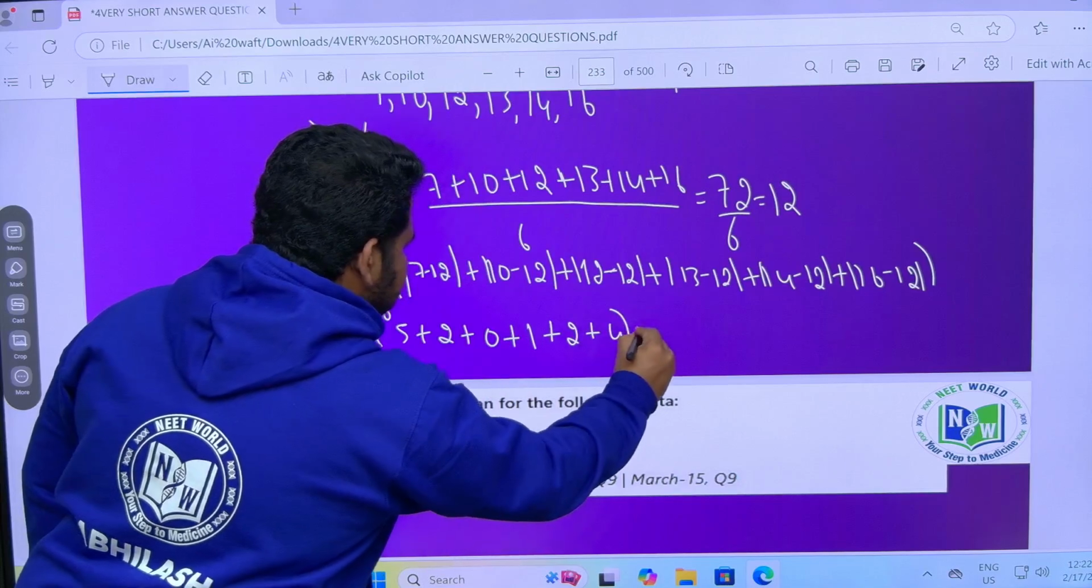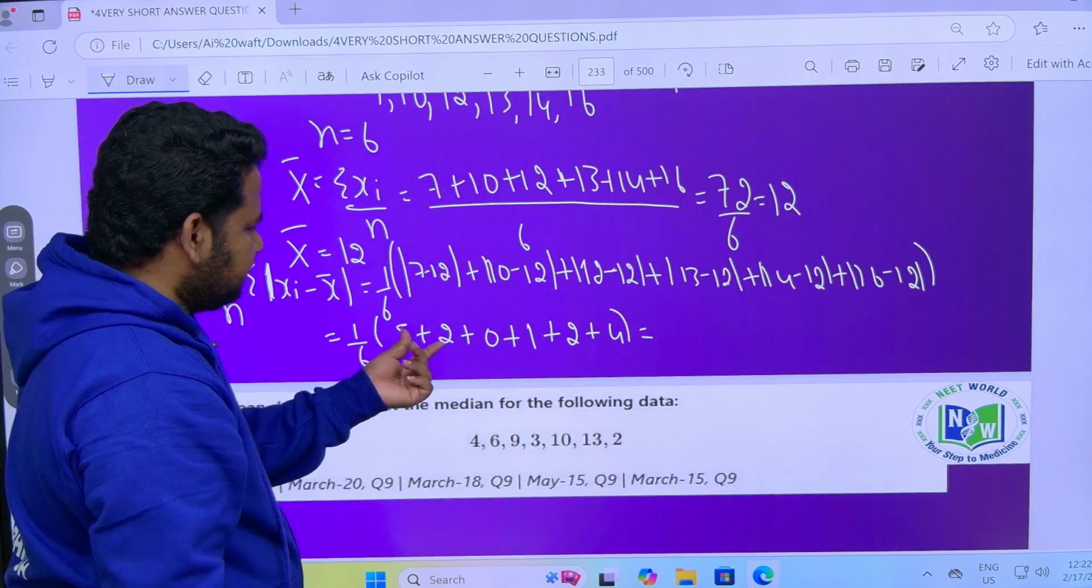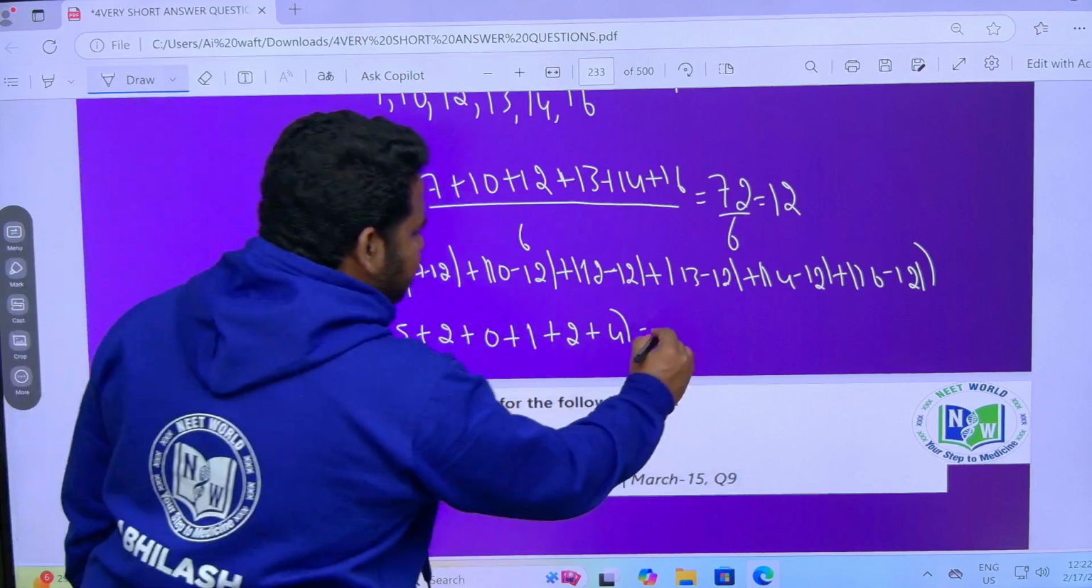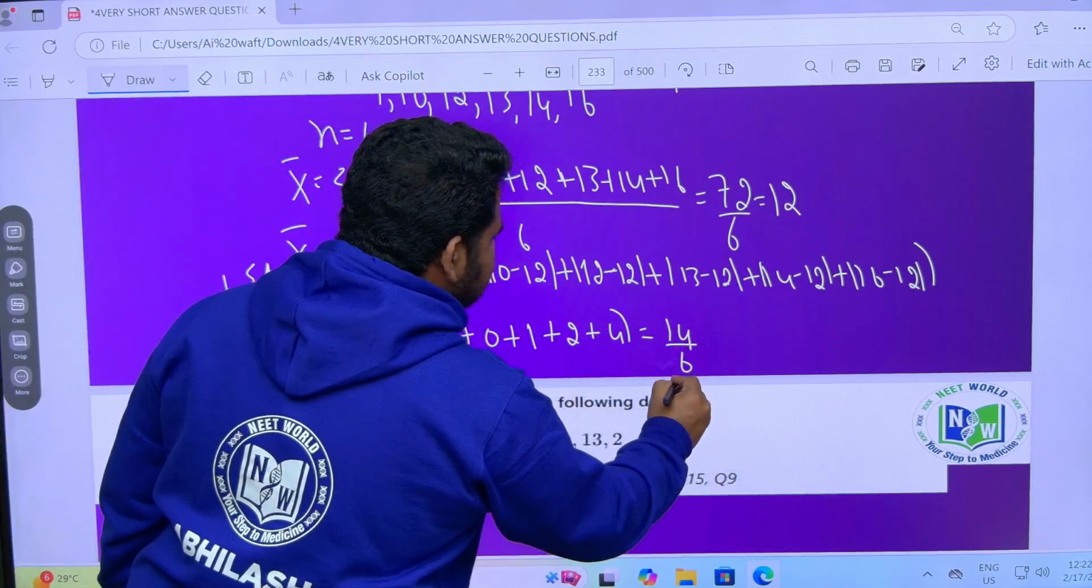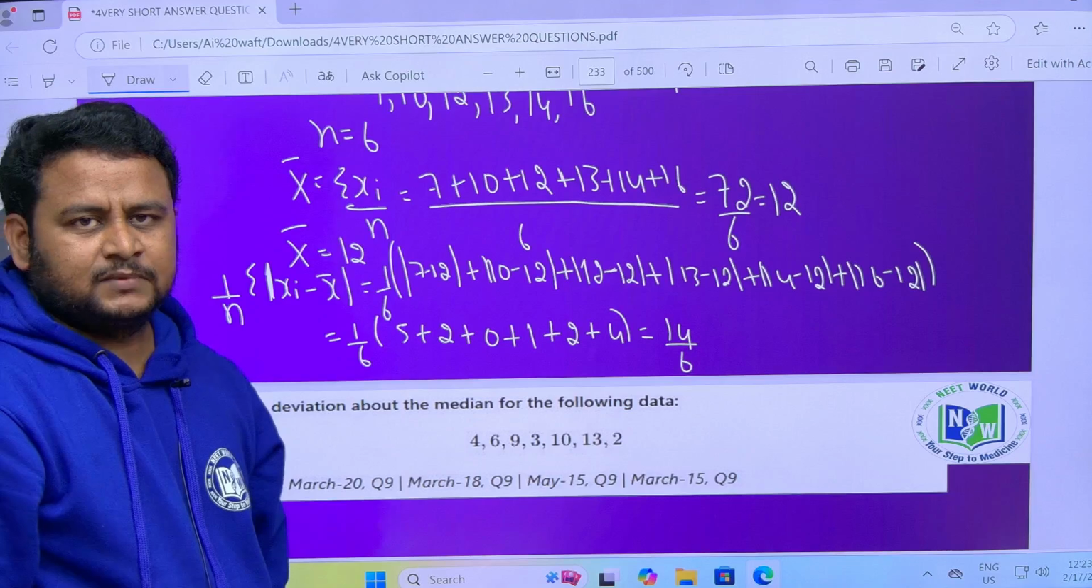So this is equal to what? If we add, 5 plus 2, 7, 7 plus 1, 8, 8 plus 2, 10, 10 plus 4 is 14, that is 14 by 6. Okay, 14 by 6. So 6 2s are 12.